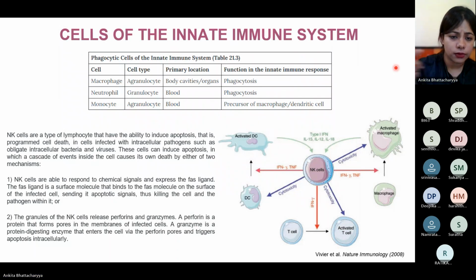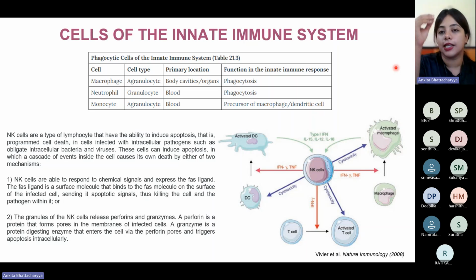So what they eventually do is trigger apoptosis, or cell death, and the mechanisms are as follows. First, they respond to chemical signals and express the Fas ligand. There is a Fas signaling pathway, a death signaling pathway that can operate inside the cell. Fas is a ligand that binds to the Fas receptor, which has death domains, signaling to the cell that it is not healthy and needs to die.